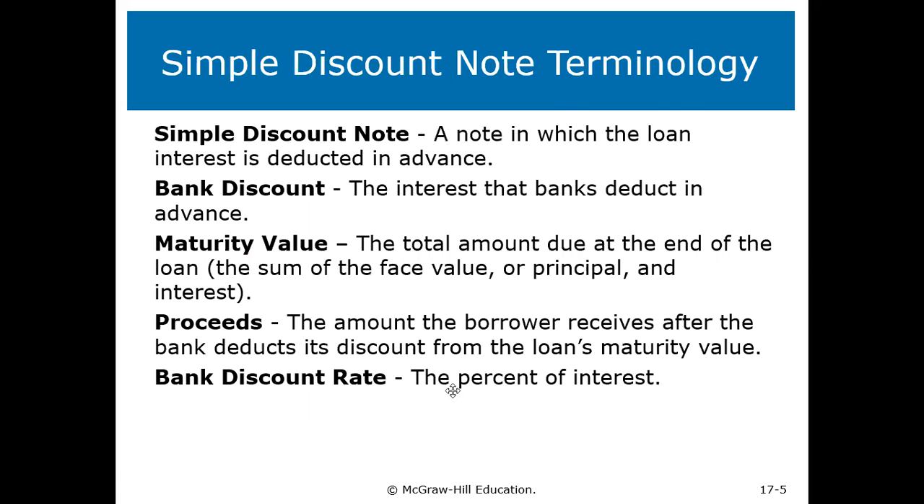Okay, so we need to know certain terminologies. There are just 5 here that we want to look into. Number 1, simple discount note. So this is a note. A note is an IOU. It's a loan, where the interest is deducted in advance.